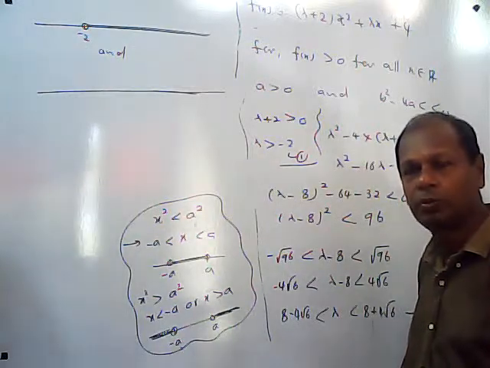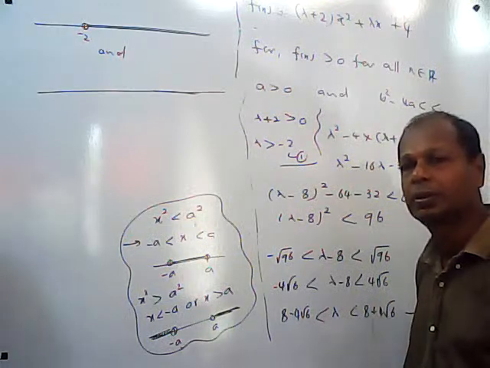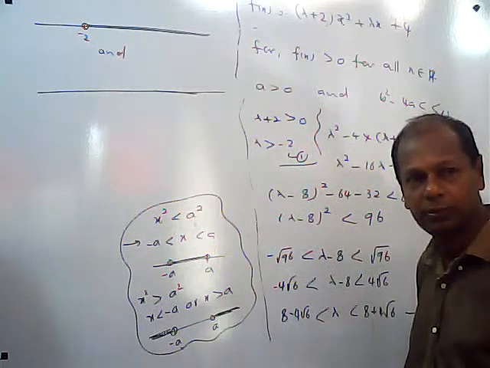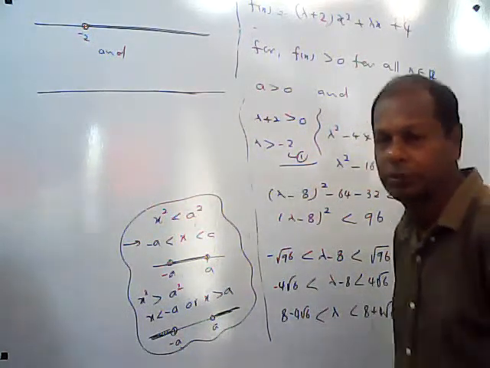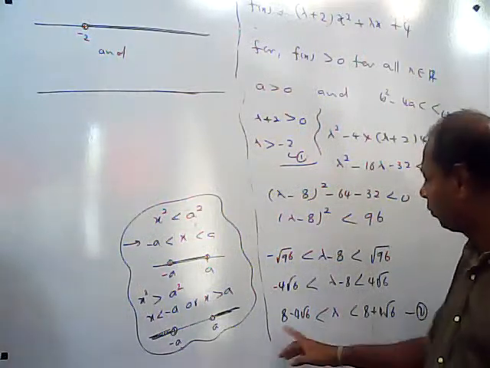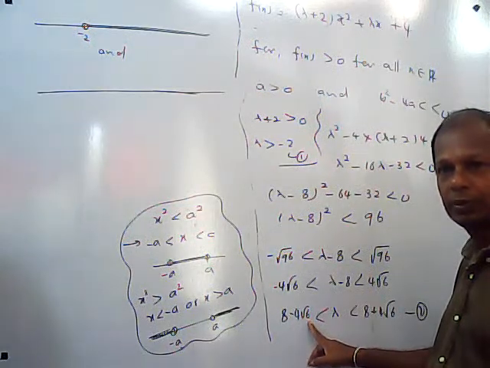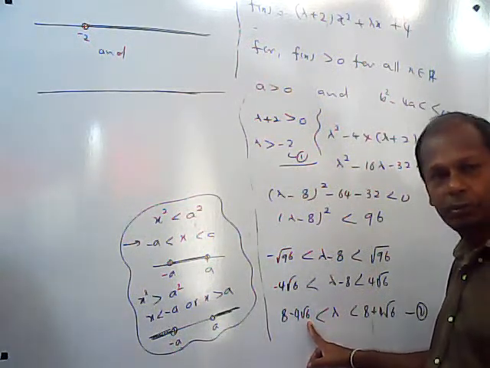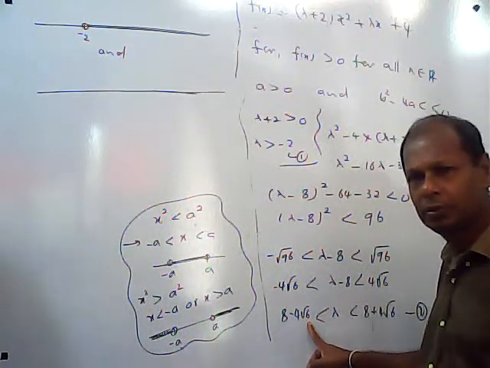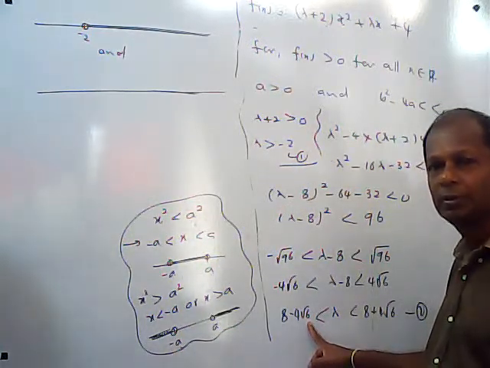2.4 squared is 5.76. 2.5 squared is 6.25. So root 6 is between 2.4 and 2.5.